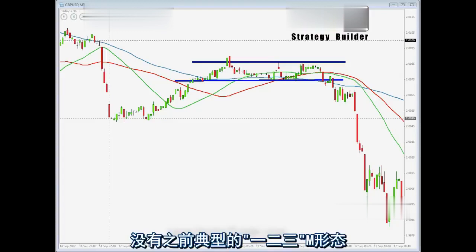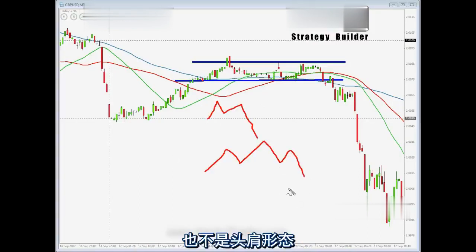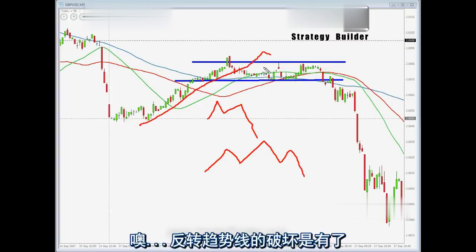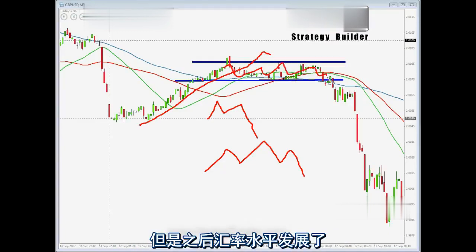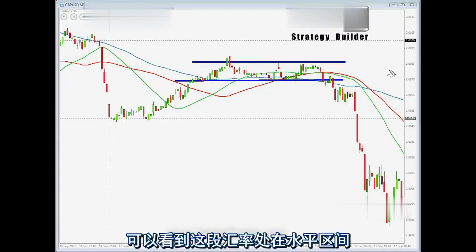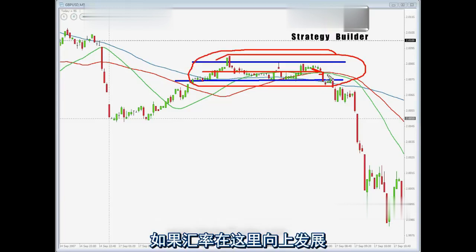You don't get a typical 1-2-3 formation, or a head and shoulders. You don't get a clean trend line breakout. I mean, you do get the trend line breakout, but then price sort of meanders around. It's not so clean. In fact, we've basically been moving sideways in the trigger chart. Some heavy decisions are being taken around this area. Okay, some heavy decisions are being taken at this area.